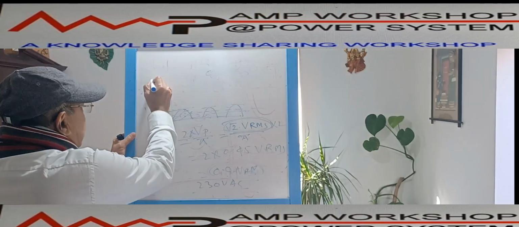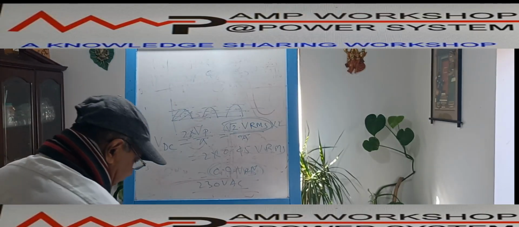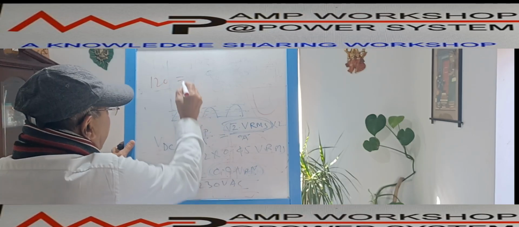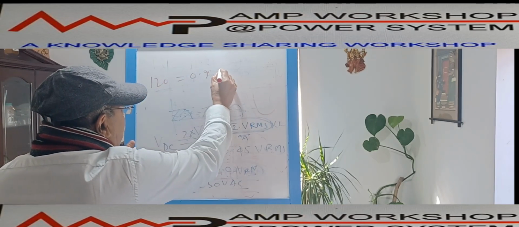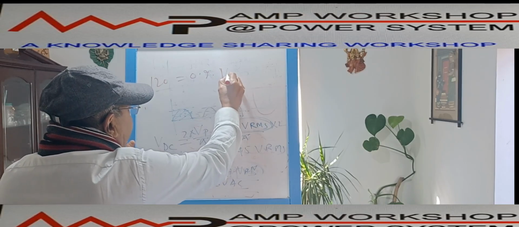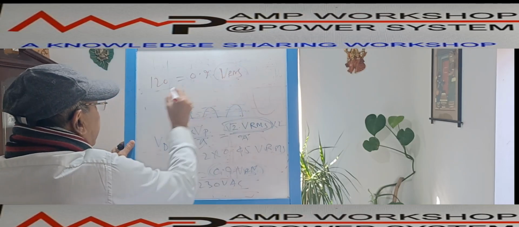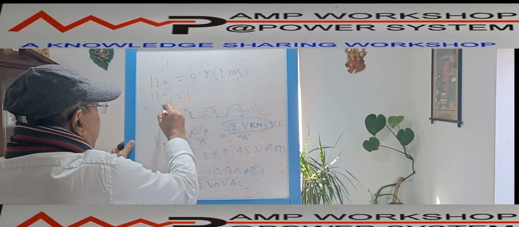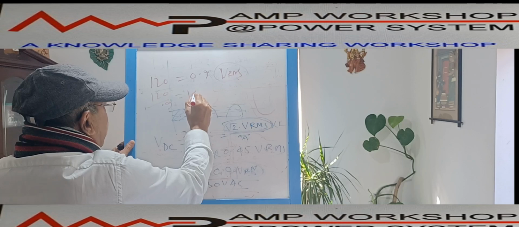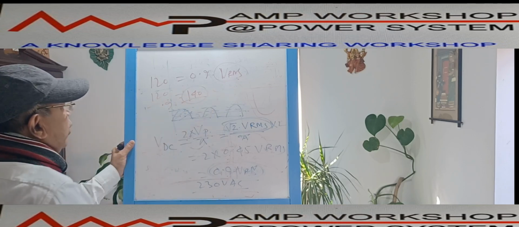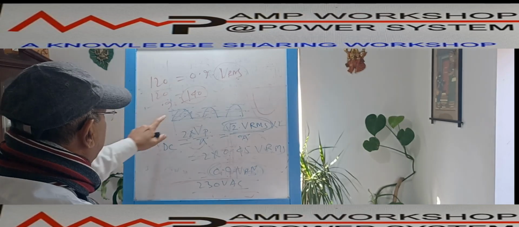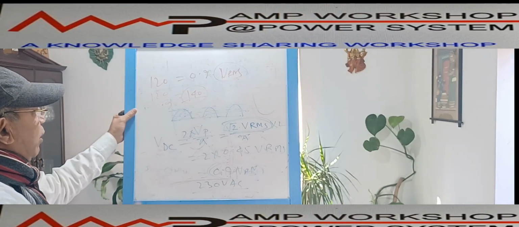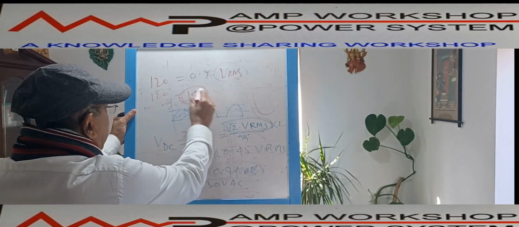So if I want VDC of 120 volt, what is the AC voltage I need to put? 120 volt DC is equal to 0.9 into VRMS. So VRMS is equal to 120 divided by 0.9, which comes to approximately 133, about 140 volt. That is the voltage I need to input. If I want to get 120 volt DC output, I have to give an RMS value of about 140 volt.